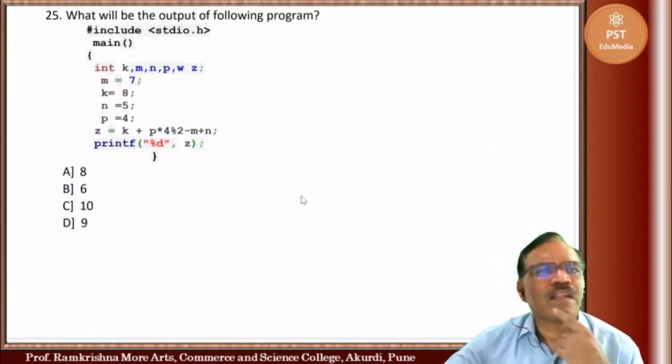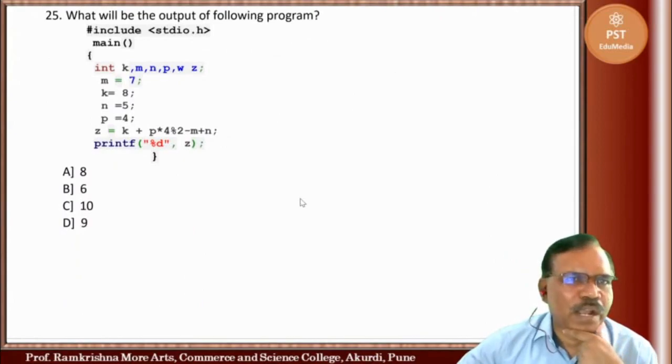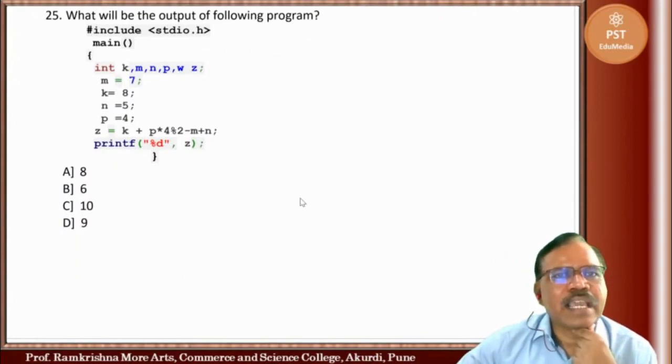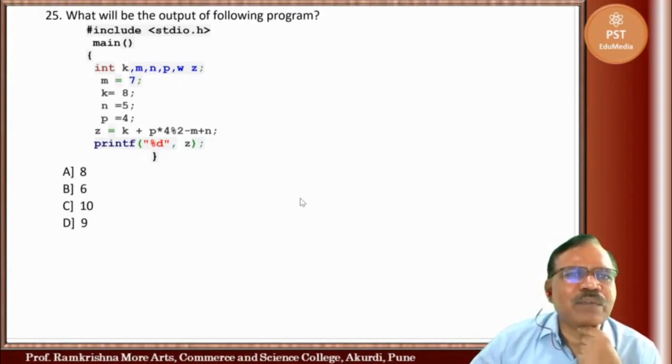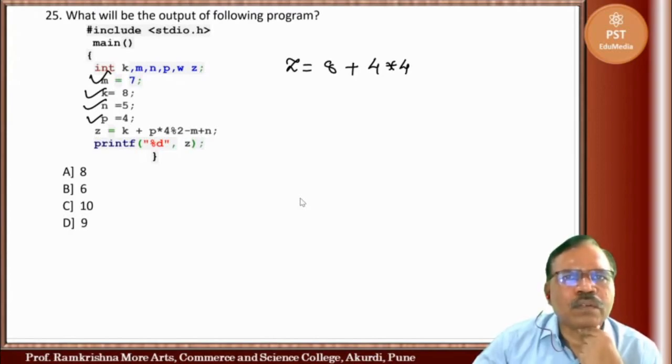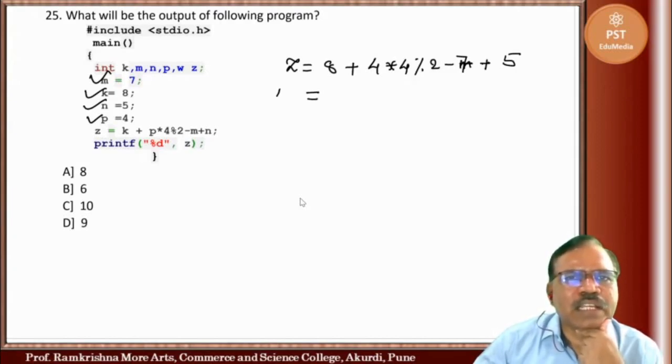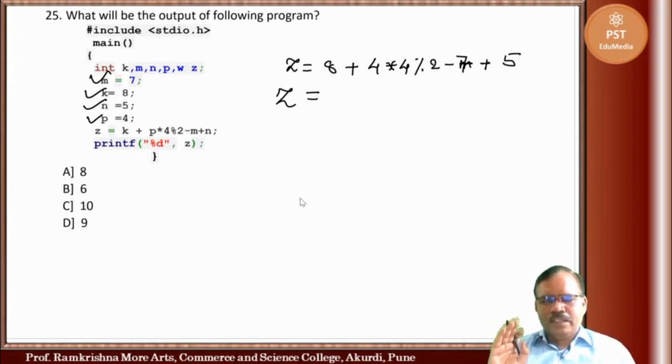Yes, sir. Now what will be the output of the following program? int k, m, n, p, w, z and we have m equal to 7, k equal to 8, n equal to 5, p is equal to 4. So z is equal to k means 8 plus p means 4 star 4 percent 2 minus m means 7 plus n means 5. So what is value? So you have to take precedence into account, precedence of operator.